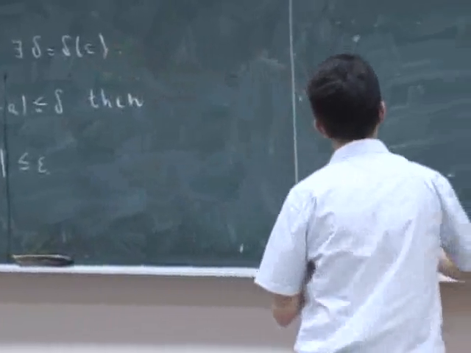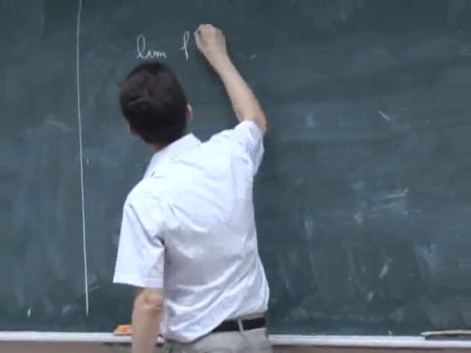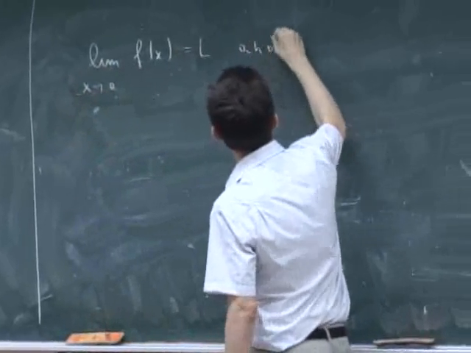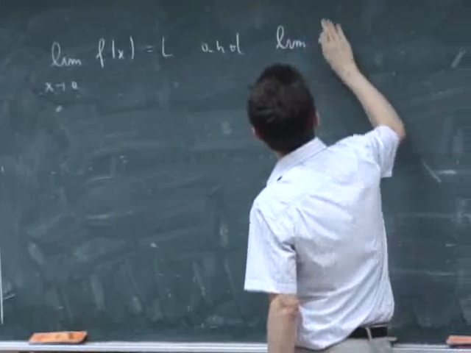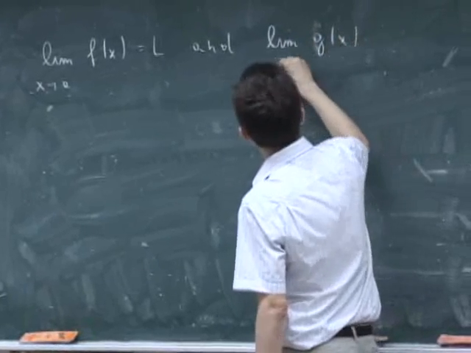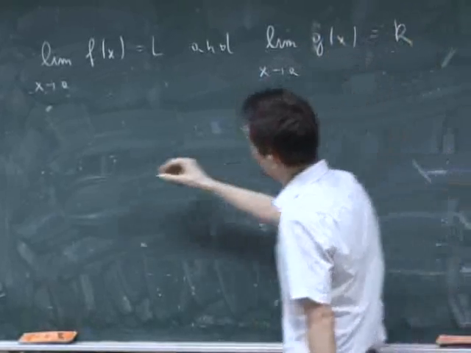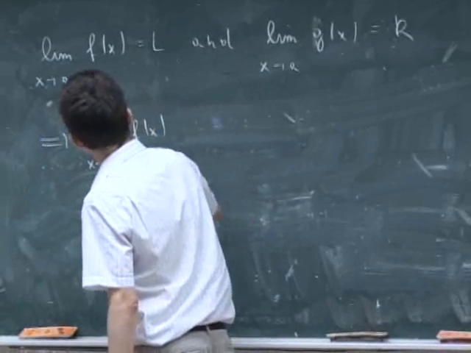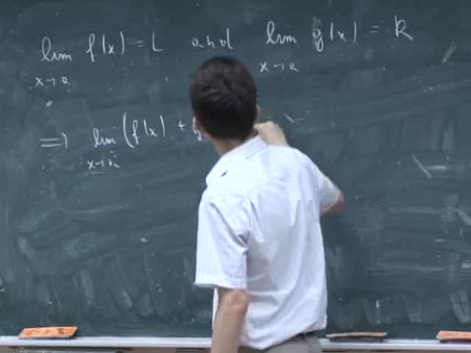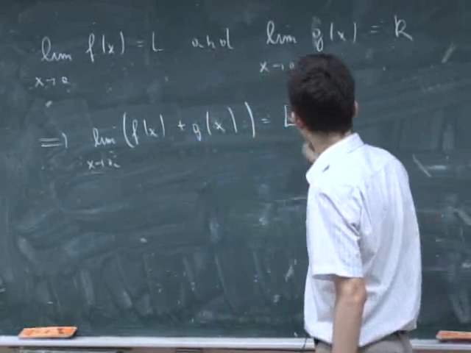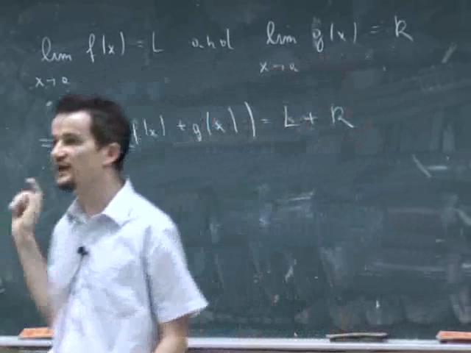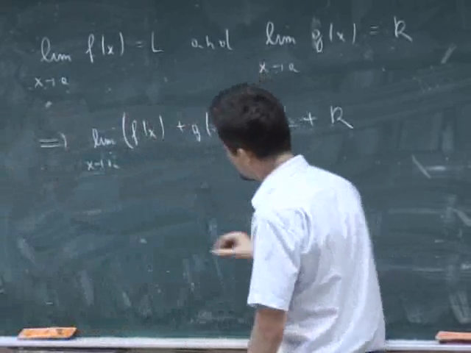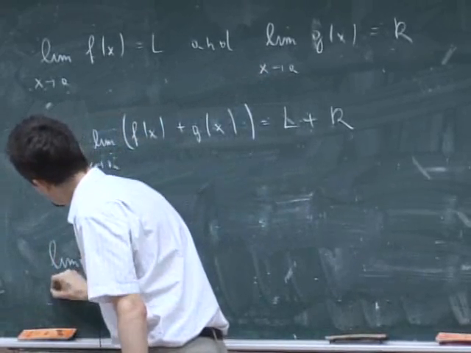One of those basic facts I told you before: if the limit of f of x as x approaches a is equal to L, and the limit of some other function g of x as x approaches a is equal to R, we want to prove that the limit of f of x plus g of x as x approaches a will be equal to the sum of the limits.